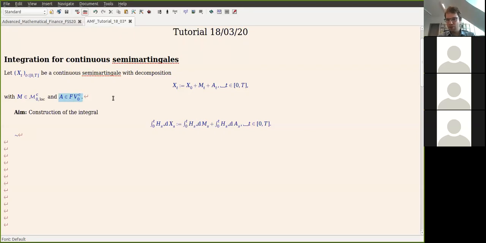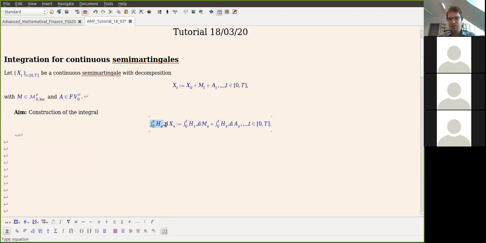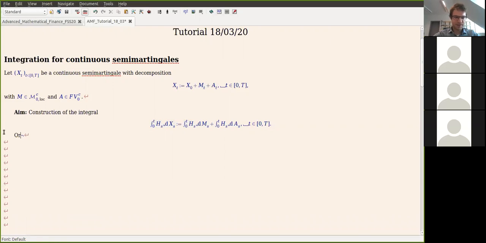The goal for the past 6 lectures was to develop a stochastic integral of a certain class of integrands H against the semi-martingale X. This is what we wanted to develop. Our approach was to say: we have this decomposition, so in order to define this object, we define the integral with respect to local martingales and then the integral with respect to a process of finite variation.